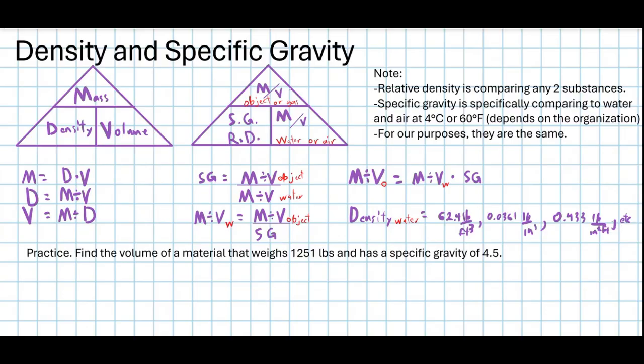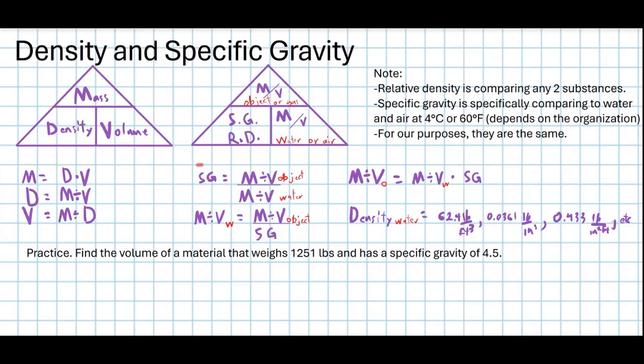For a specific gravity or relative density, we're taking the density of our object or gas, and we're dividing it by the density of water or air. Now, density is also a mass divided by volume. So it might help to think of this as the density, or mass divided by volume, of our object divided by the density, or the mass divided by volume, of water. If we are looking at a solid object or liquid, we're going to compare it to water. If we are working with a gas, we're going to compare it to air.